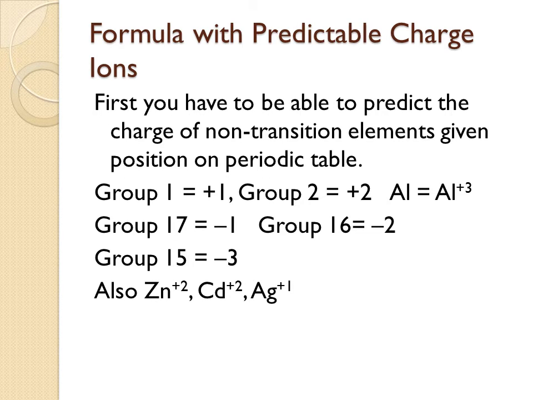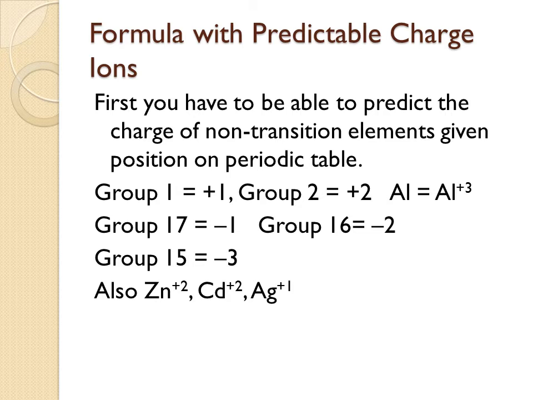So the next thing we have to be able to do is to go the other way and figure out the formula from the elements that you're putting together. The first ones have a predictable charge, which means you have to use what we've learned about the valence electrons and the periodic table to know what charge these ions tend to have. As we've talked about before, the group 1 elements form cations with a +1 charge. The group 2 form a +2 charge. Aluminum over in group 13 forms a +3 charge.